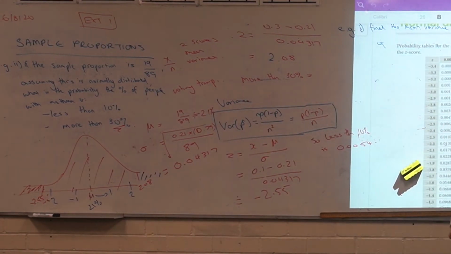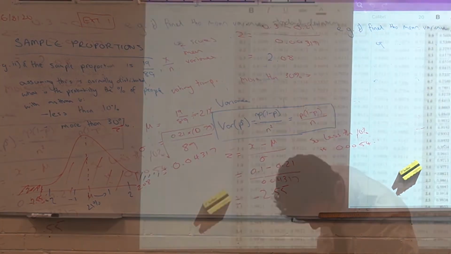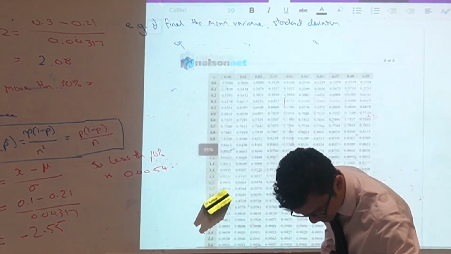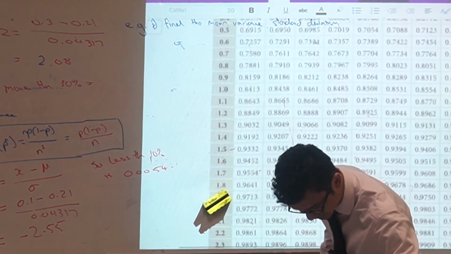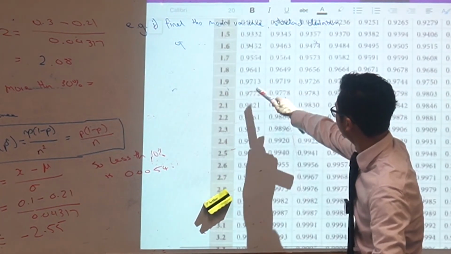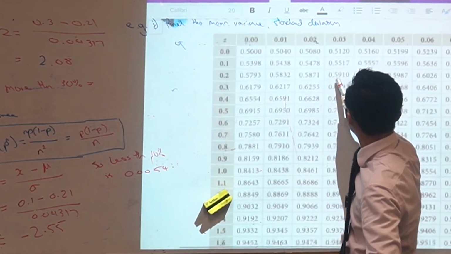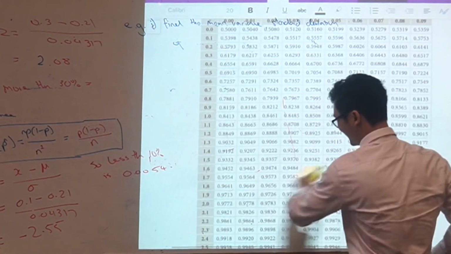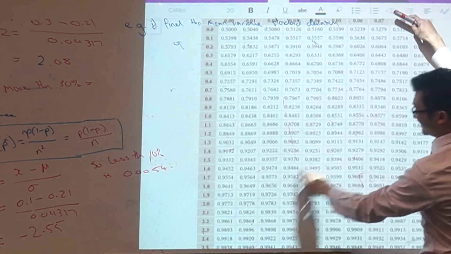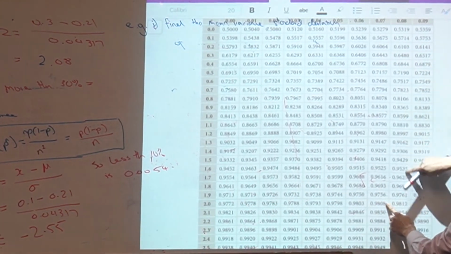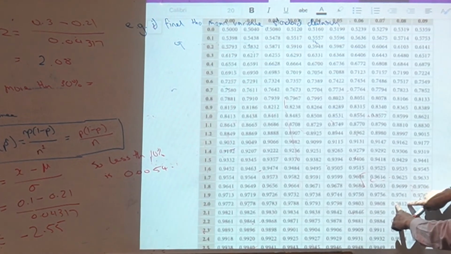So if we want more than, let's go to 2.08. Scroll down here. So we want 2.0, so that's on this row over here. So 2.0, and then we want to go to the 8th one across. 2.08, 2.0. There we go. That looks right. 0.9812.